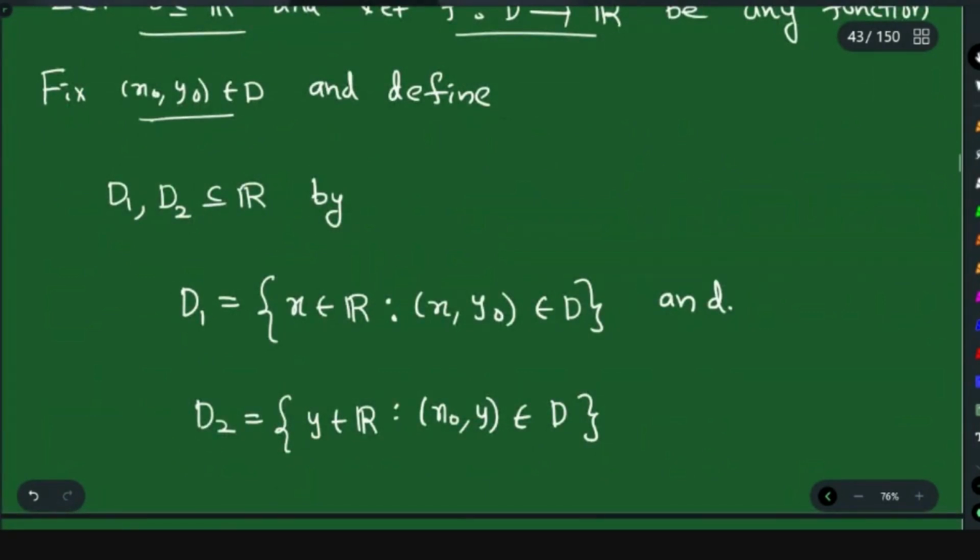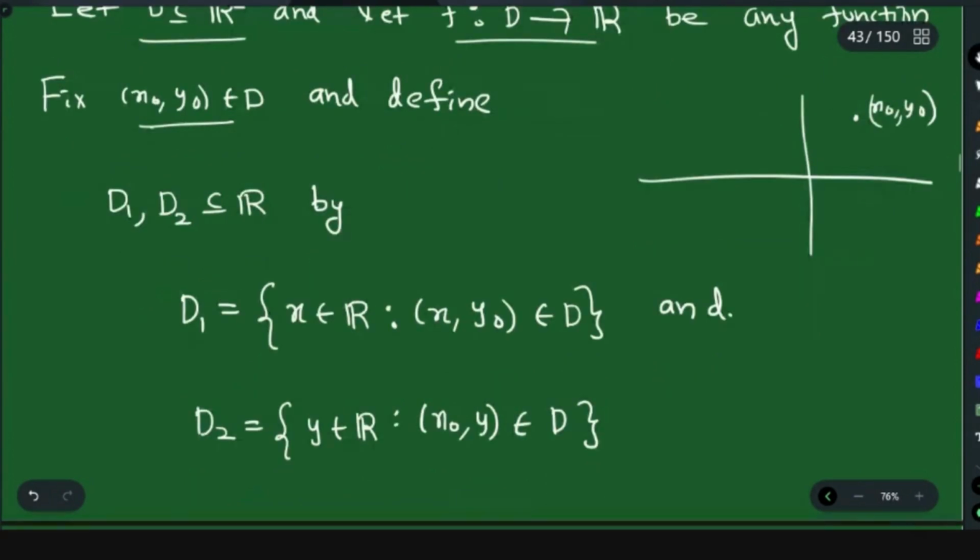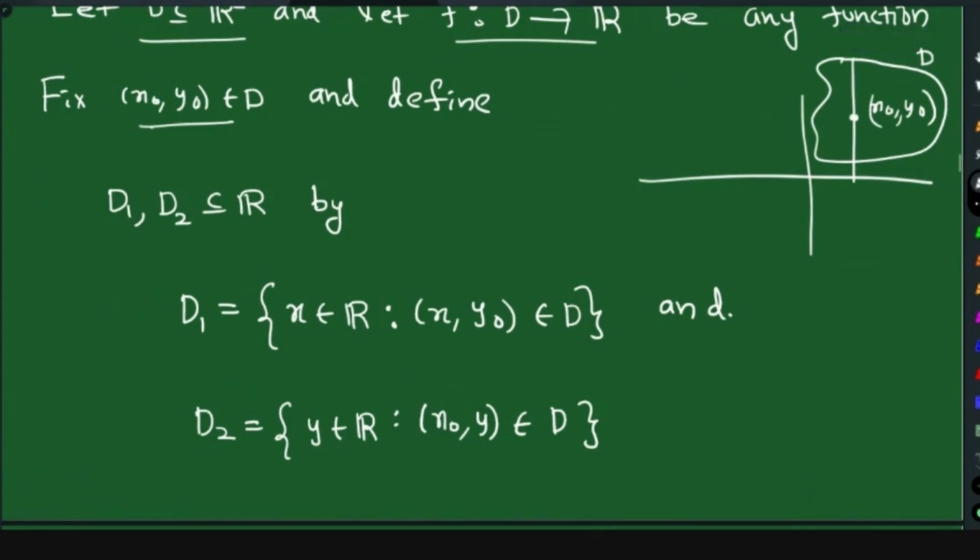If you look at it as a point in R2, you have a point x0, y0 here. What I am considering is, I look at all those points x such that (x, y0) belongs to D. Somewhere here you have D. So this is your D. You look at this line, the line x0, y, where the x coordinate is always x0.